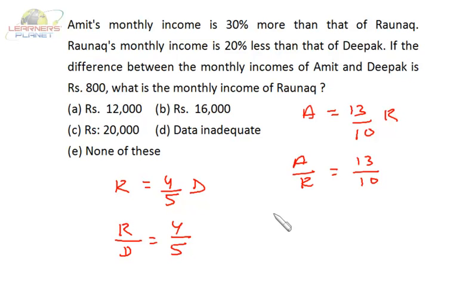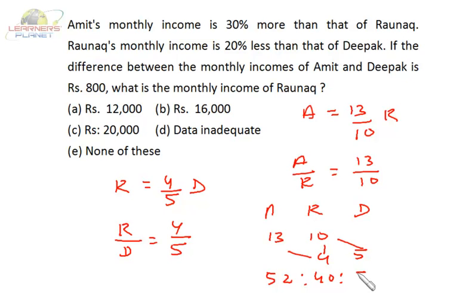Now we have to find the combined ratio of Amit, Ronak and Deepak. So Amit, Ronak and Deepak. It's 13, 10 and Ronak is to Deepak is 4 is to 5. Now find the combined ratio. It's 52 is to 40 is to 50. Okay. So we have got the combined ratio of Amit, Ronak and Deepak.